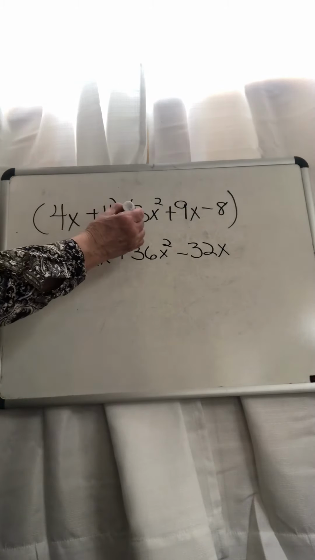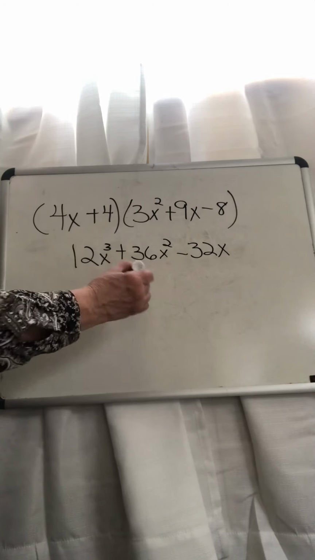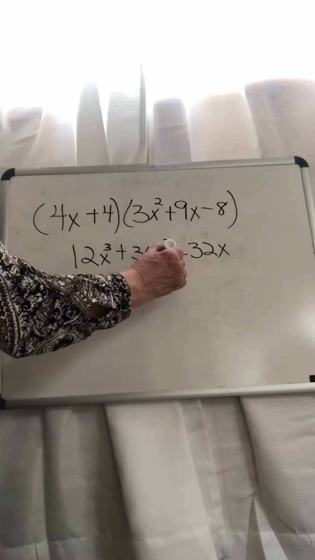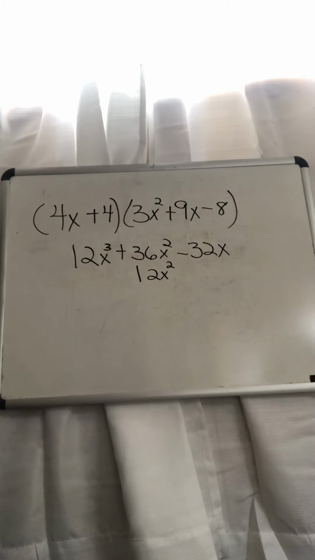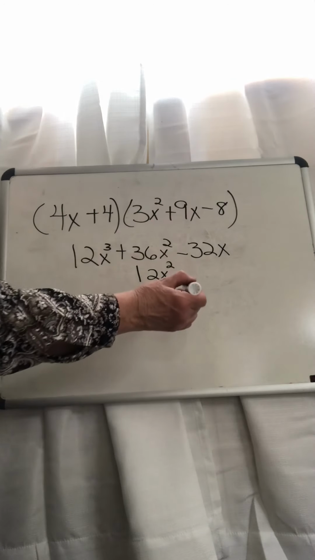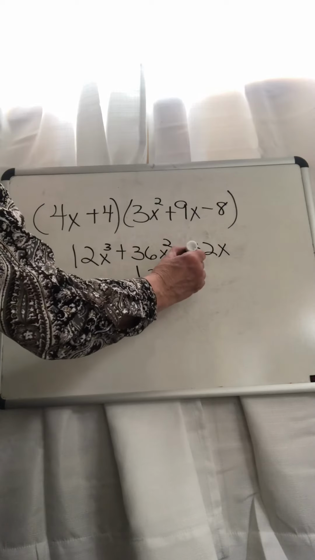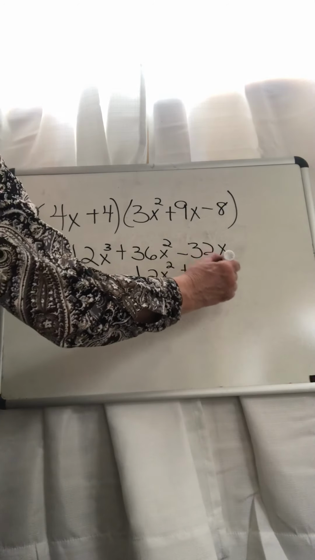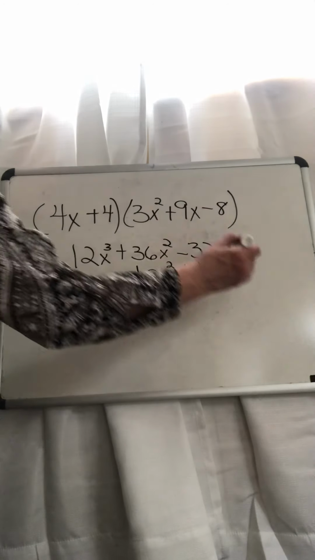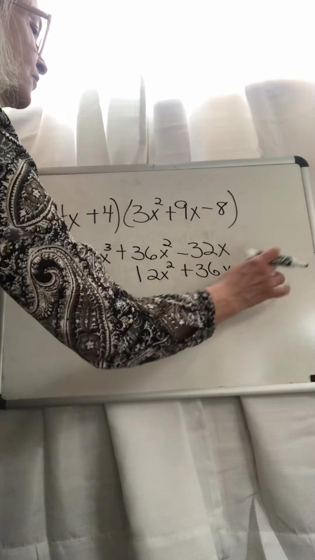So 4 times 3 is 12, x squared. I'm going to put that right underneath the 36x squared because it sure does make it easier to add like terms when it's that way. 4 times 9 is 36, and then there's an x, so it's a positive 36x. And 4 times a negative 8 is a negative 32.